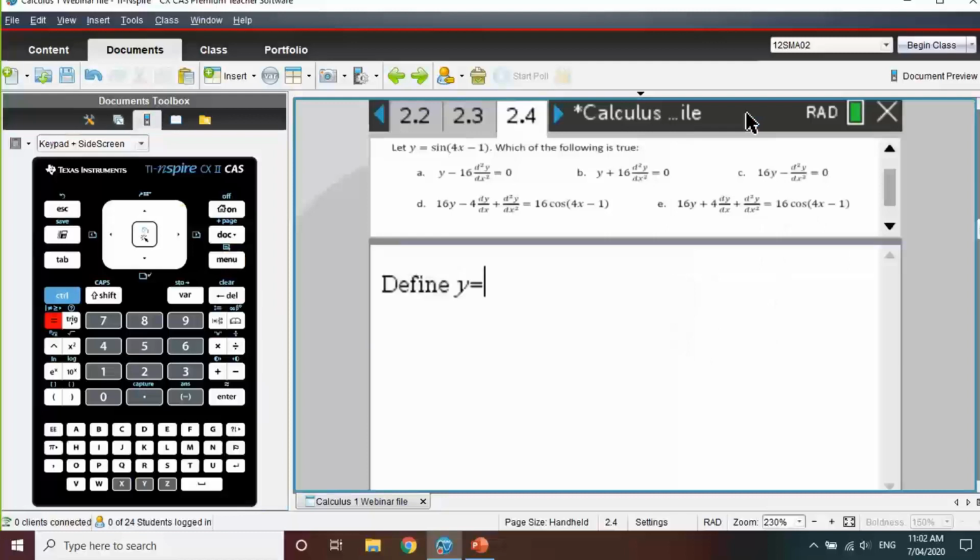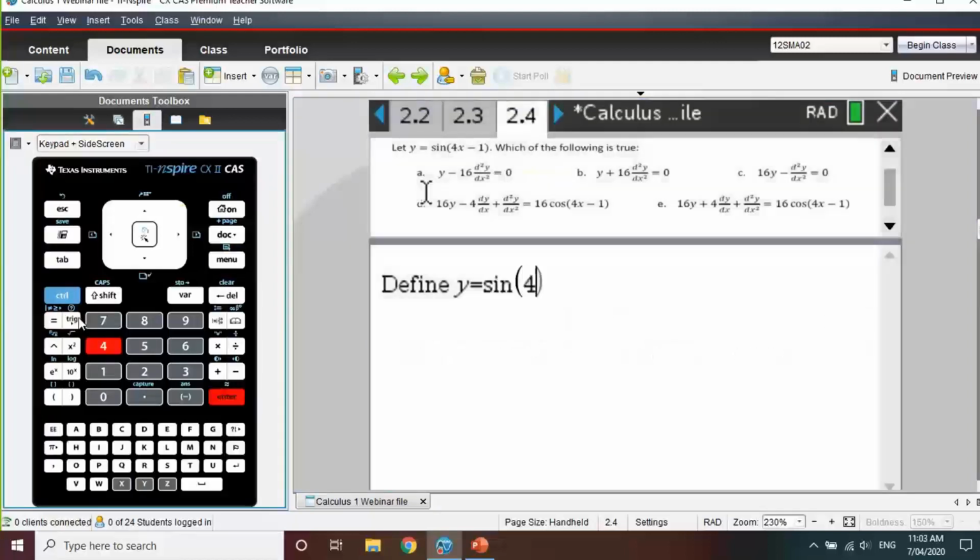So y is equal to sine of 4x minus 1. Okay. And what we're going to do is actually just literally type in the equation given to us in each option. And hopefully when we type it in, if that is indeed a valid rule, the output should return true. If it's not, we'll just get something as an output. So this first option here, y minus 16 times the second derivative, we can type that in. So y minus 16 times.